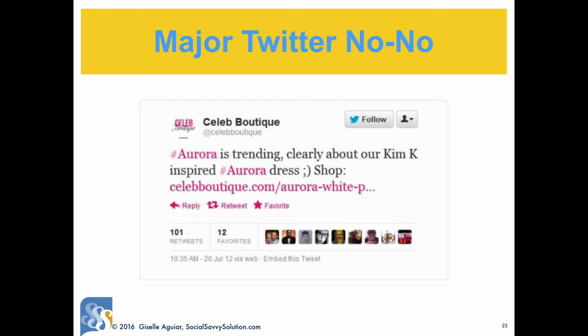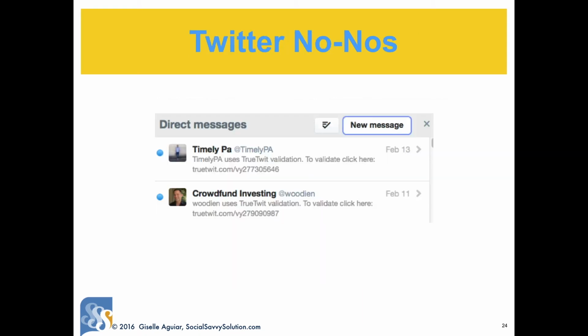So this celeb boutique took hashtag Aurora and tried to take advantage of it. So hashtag Aurora is trending clearly about our Kim K inspired Aurora dress. Shop and a link to their site. Well, Aurora was trending because some crazy person decided to shoot up a theater in Aurora, Colorado. Okay, that's not the type of exposure you want.